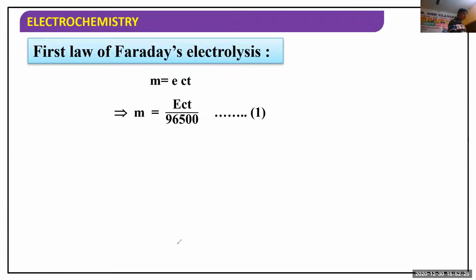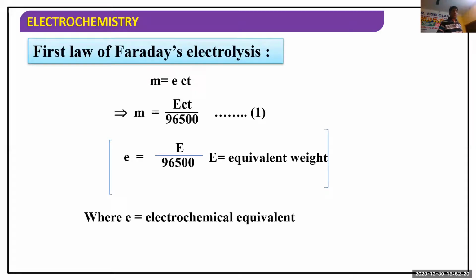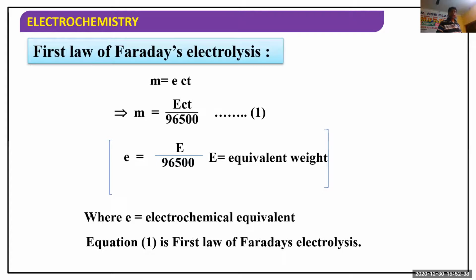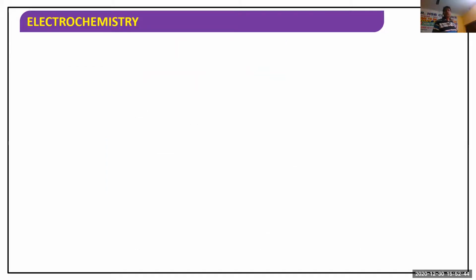Is it okay? So Z is E by 96500 coulomb. Capital E is the equivalent weight, while small e or Z is the electrochemical equivalent. This equation is the first law of Faraday's electrolysis. And what is the second law?